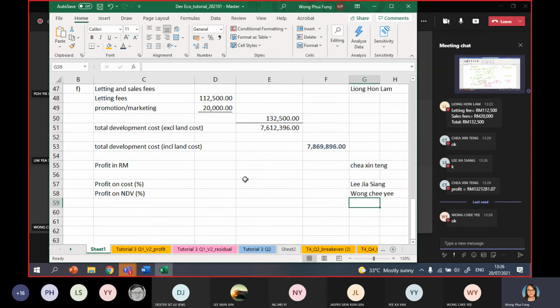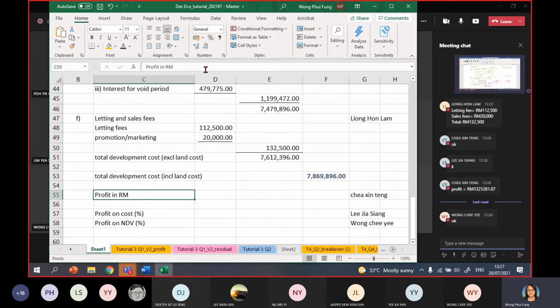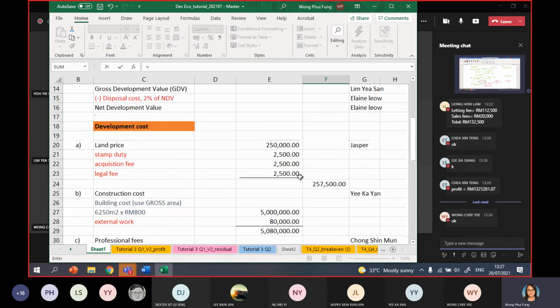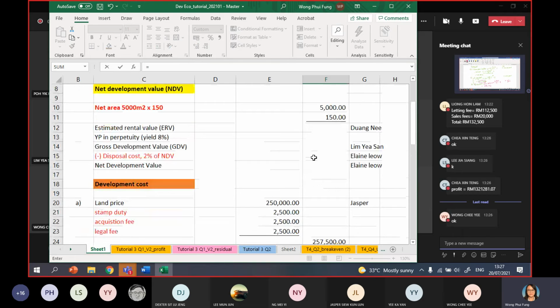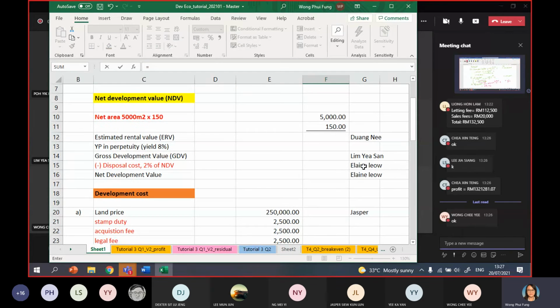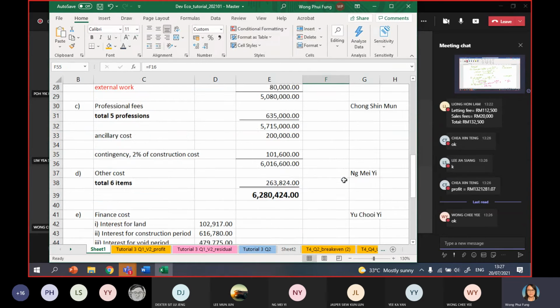Okay, Xing Ting, the answer is yes, very good. Profit in RM, you just use the NDV minus the TDC, everything. So the NDV is at the top, this one. This is my NDV.